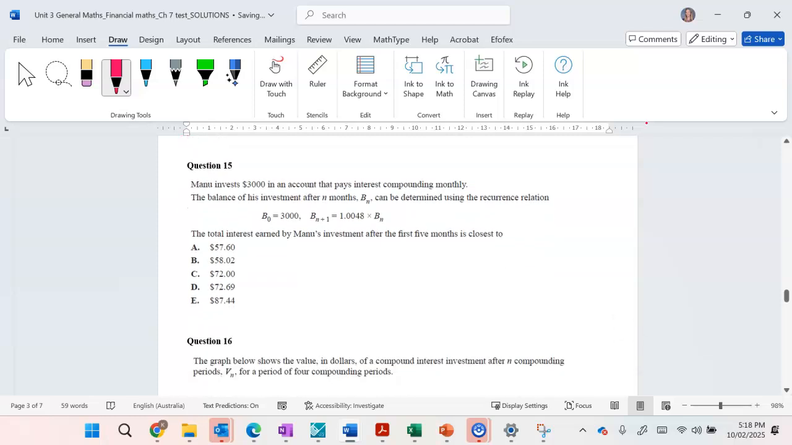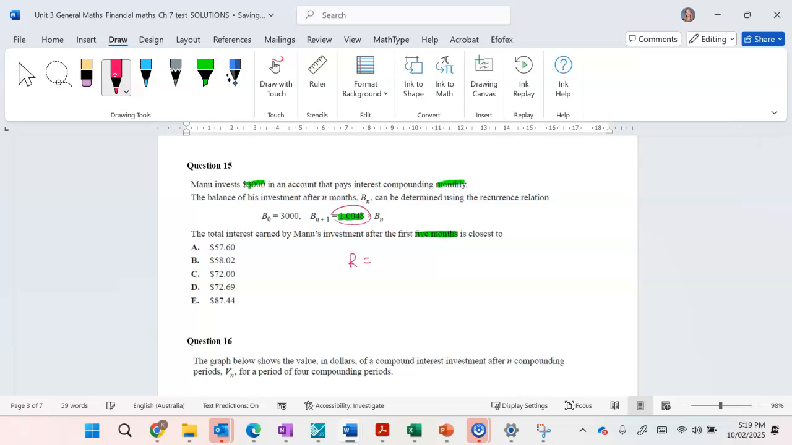All right, Manu invests $3,000 in an account that pays interest compounding monthly. The balance of his investment after N months can be determined using this recurrence relation. That is pretty much the only important part that's going to help us with our interest rate. The total interest earned by Manu's investment after the first 5 months is closest to. I don't have enough information that they've given me to just put the interest rate straight in. So I do need to use this value of R.